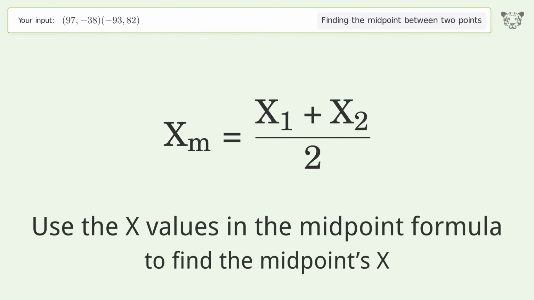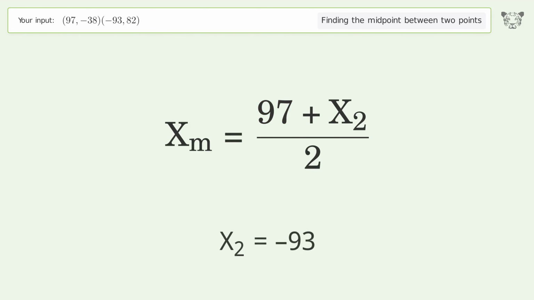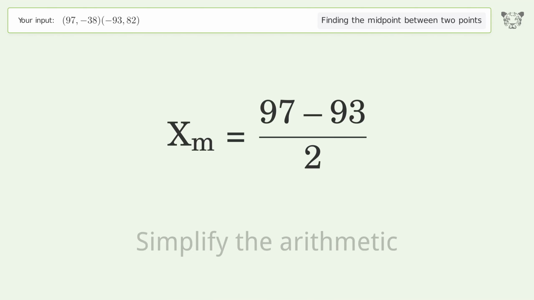Use the x values in the midpoint formula to find the midpoint's x. x1 equals 97. x2 equals negative 93. Simplify the arithmetic.